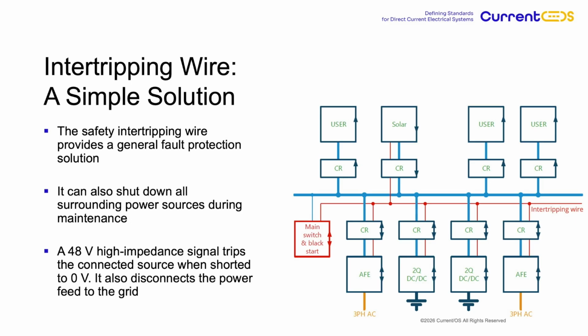Importantly, this doesn't mean the entire building goes dark. Only the specified zone is isolated. This ensures that maintenance personnel can work safely, knowing the area is fully powered down. Additionally, the intertripping wire facilitates coordination among differential protections, ensuring seamless personal safety measures across the system. The intertripping wire not only enhances safety for workers, but also reinforces the overall reliability and efficiency of multi-source DC systems.